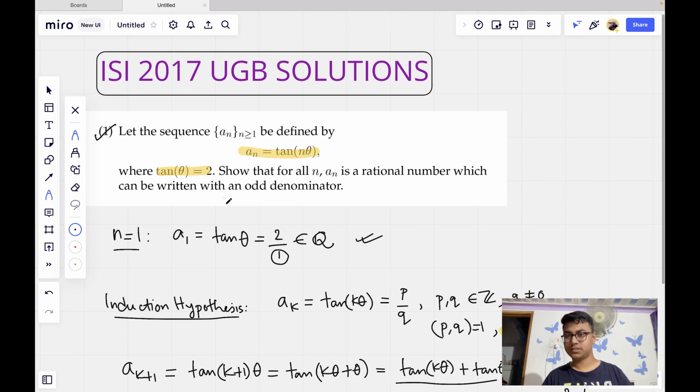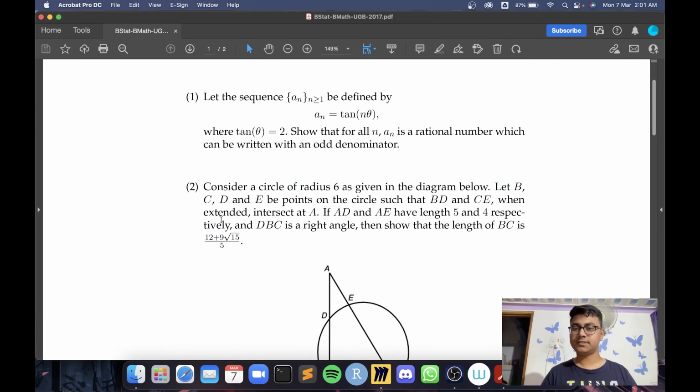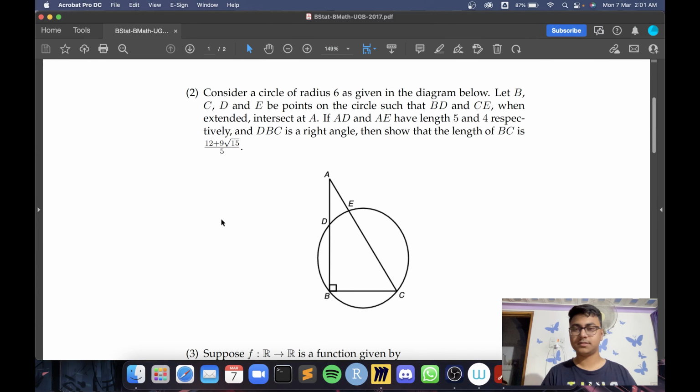This was quite an easy question. Now we look at the second question. The second question is on geometry. We'll crop this question.